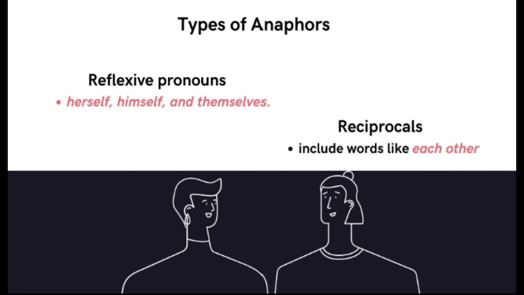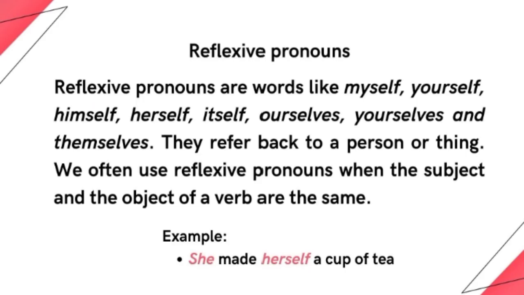For our purposes, we'll just treat this group like a single class, although there are minor differences between the distribution of reflexives and reciprocals. Reflexive pronouns. Reflexive pronouns are words like myself, yourself, himself, herself, itself, ourselves, yourselves, and themselves. Reflexive pronouns are words ending in self or selves that are used when the subject and the object of a sentence are the same. For example, she made herself a cup of tea. The reflexive pronoun herself refers back to she.